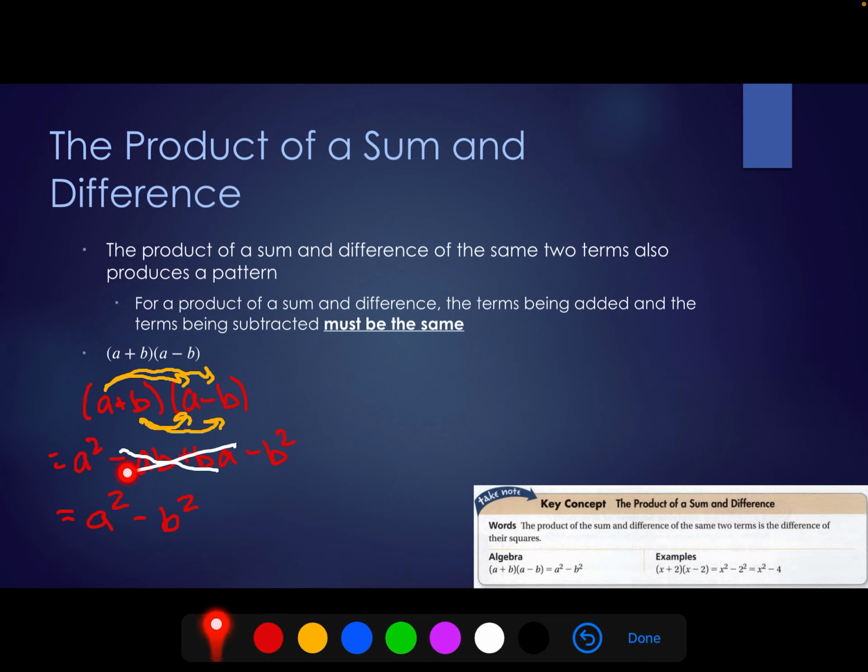And this happens every time with the middle terms. Every time you have the product of a sum and a difference like this, those two middle terms, they're going to get rid of each other, and you're just going to be left with your two end terms, a squared and b squared.